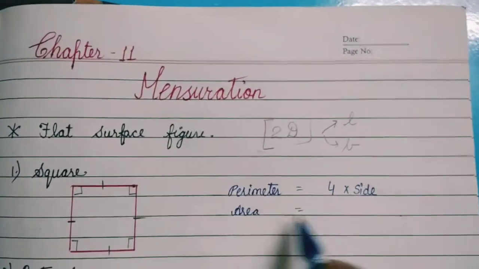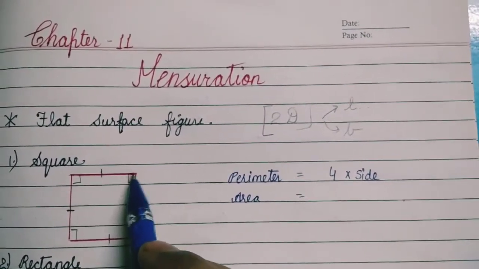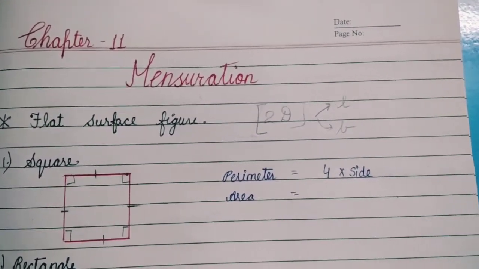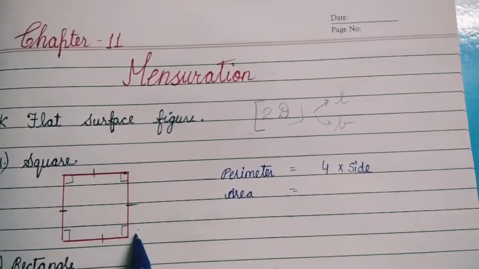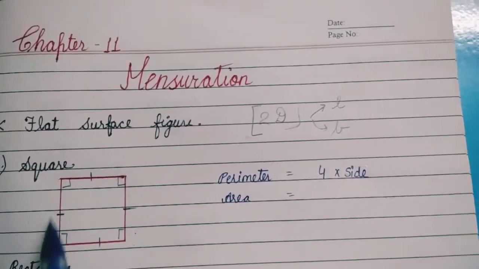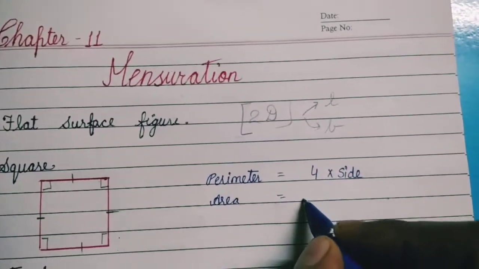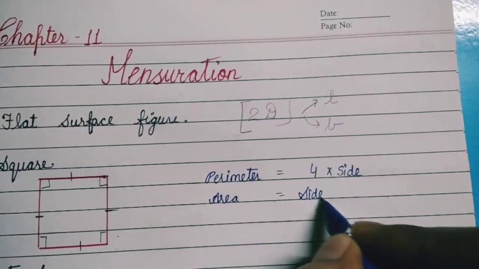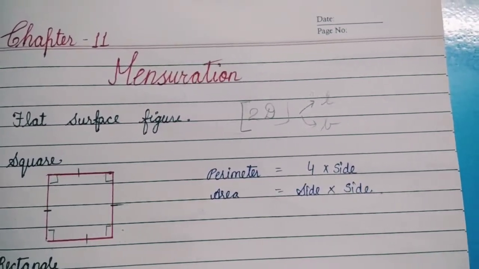And the area of a square is, you can see here each side is equal to the other. So side into side. This side is equal to this side and this one side is equal to this one side. And all sides are equal. So the area of a square is side into side.